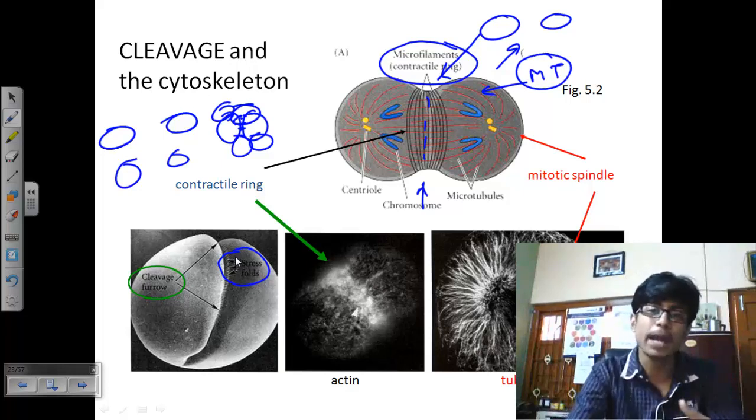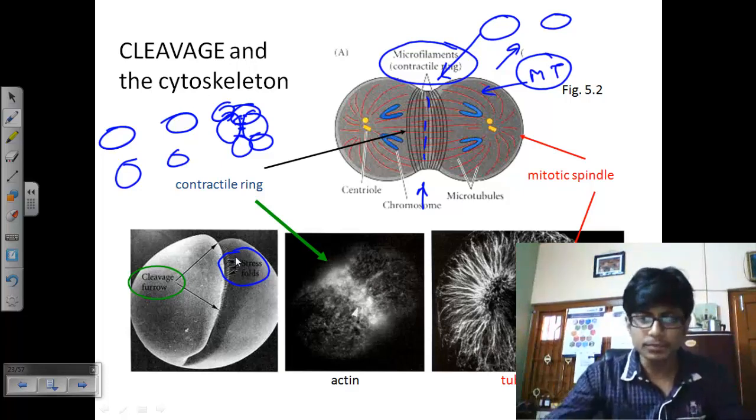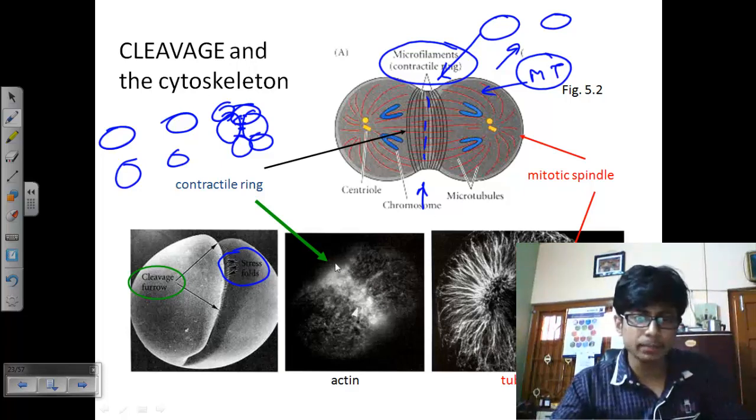The stress is applied by the contractile ring formed by microfilaments. And this is an image. You will see the actin microfilaments are working properly for making that contractile ring. Okay.